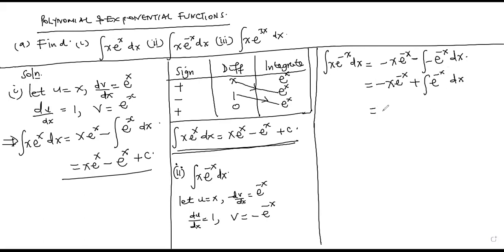So it's going to be negative x e power negative x, all right? Then when you integrate e power negative x, you divide by -1, so it will be minus e power negative x, then plus a constant of integration. So that is it. Alternatively, you can use the basic technique.